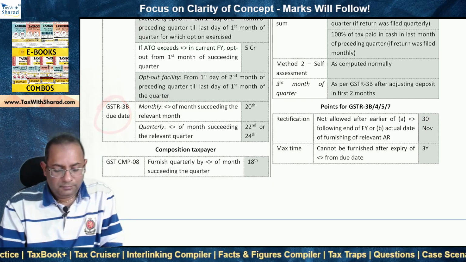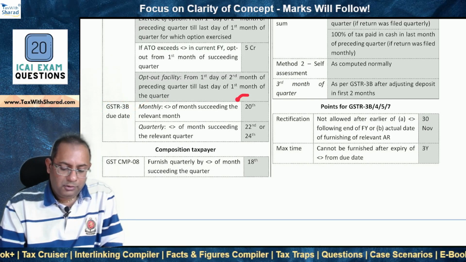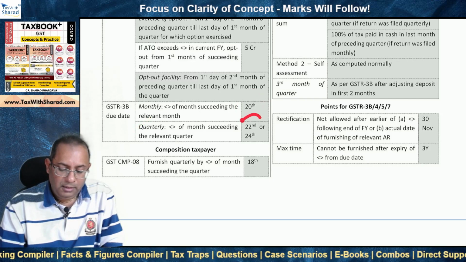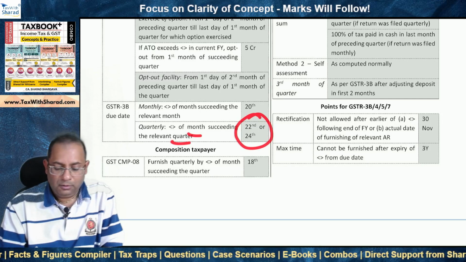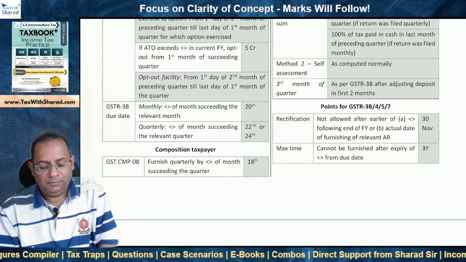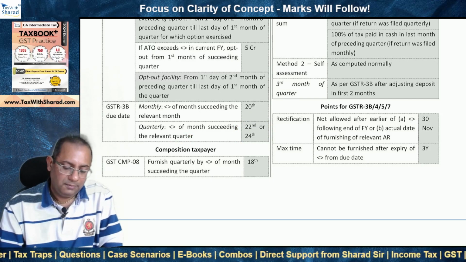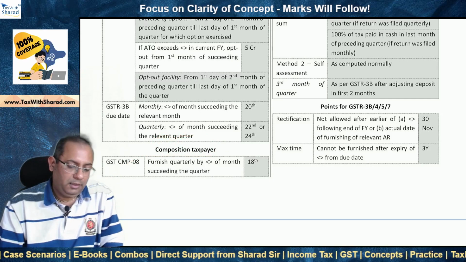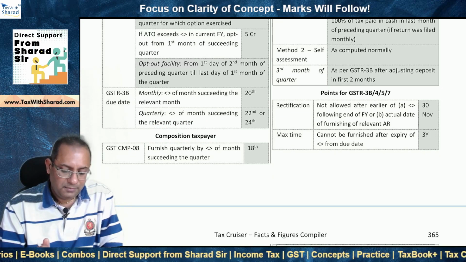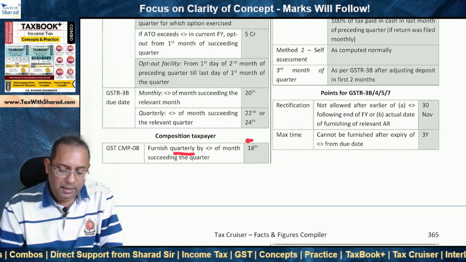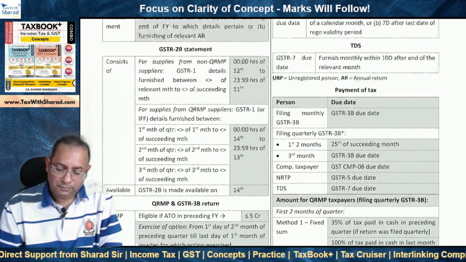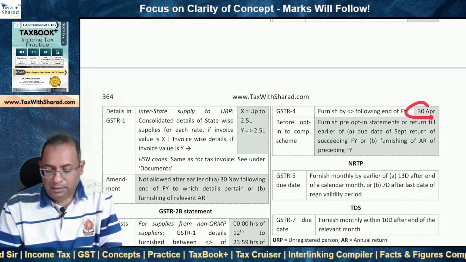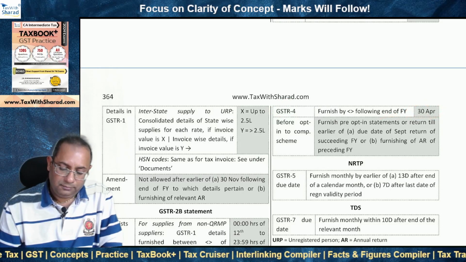GSTR 3B due date. In case of monthly GSTR 3B, it is 20th of the month succeeding the relevant month. In case of quarterly GSTR 3B, it is 22nd or 24th of the month succeeding the relevant quarter. 22nd for certain states and UTs and 24th for certain states and UTs. Now we come to composition taxpayer. GST CMP 08, this is the statement of payment of self-assessed tax. This needs to be furnished quarterly by 18th of the month succeeding the quarter. GSTR 4 is the return, needs to be furnished by 30th of April following the end of the financial year.